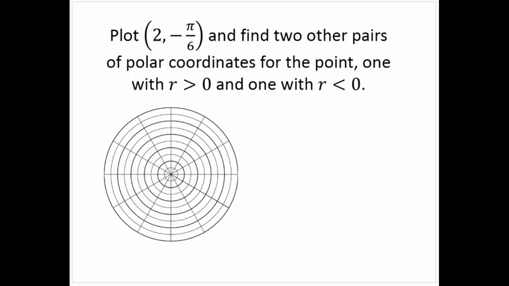So for our first example, let's plot the point (2, negative pi over 6) in polar coordinates. We'll find two other pairs of polar coordinates for that point, one with r positive and one with r negative.